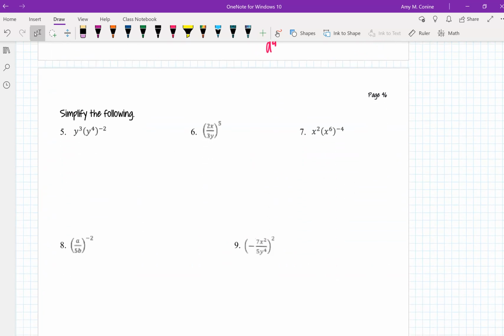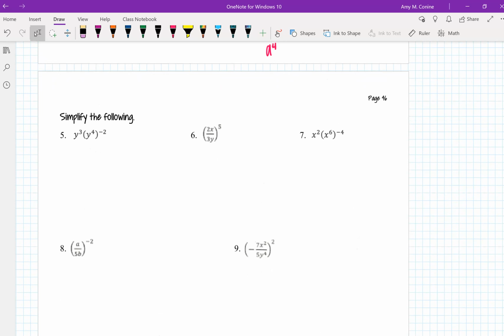So I want to go ahead and have you do some of this yourself. So I want you to go ahead and practice 5 and 6. So go ahead and do that now.